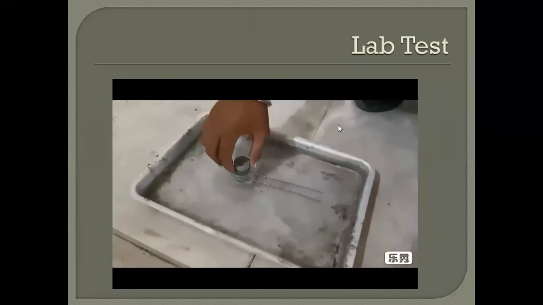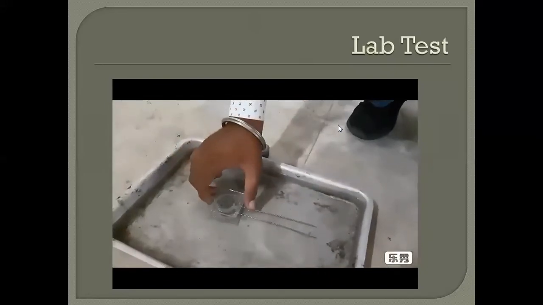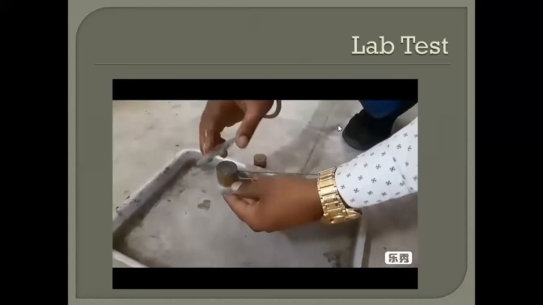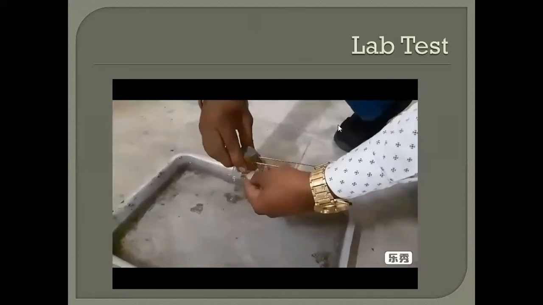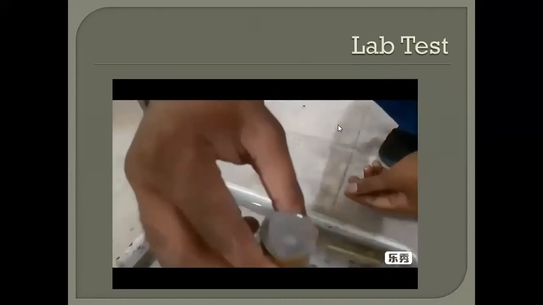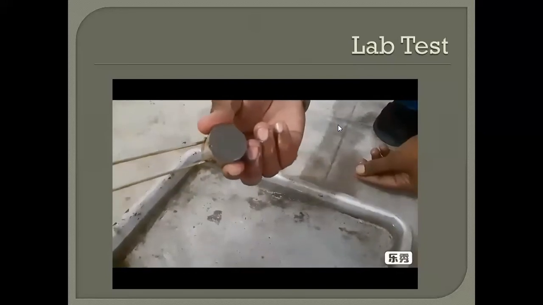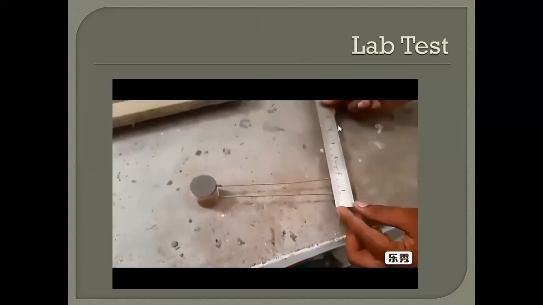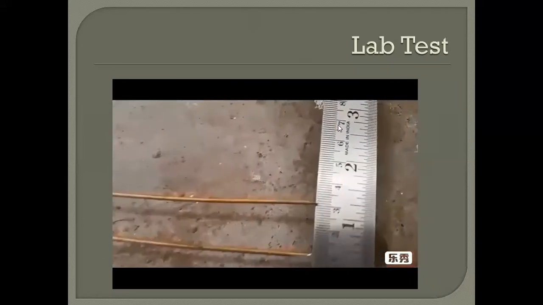Now after 24 hours, we are removing the weight from above and taking the sample. Now we have to check the distance between the two indicators we have. Here we are checking the distance between the two indicators, and we are getting 2 centimeters.